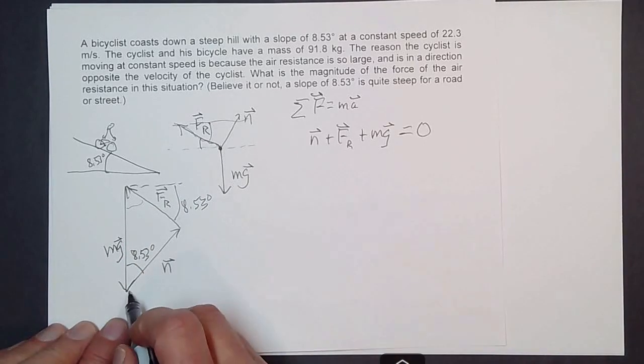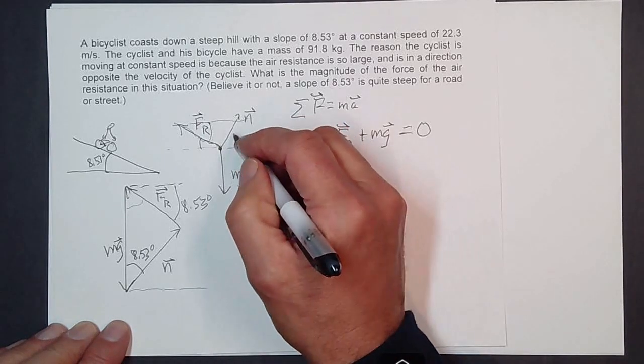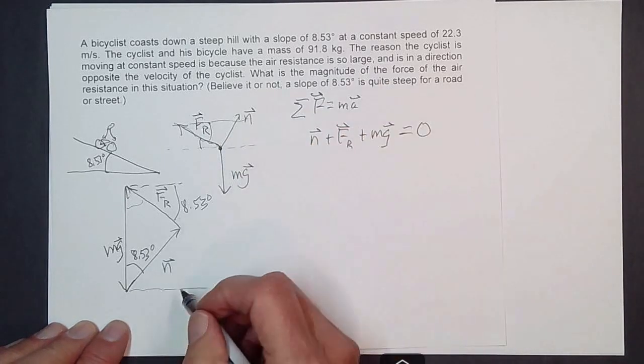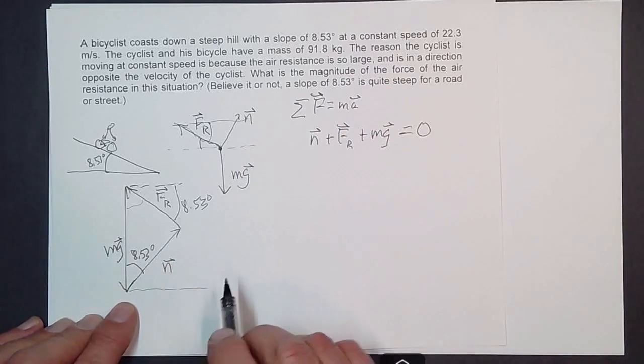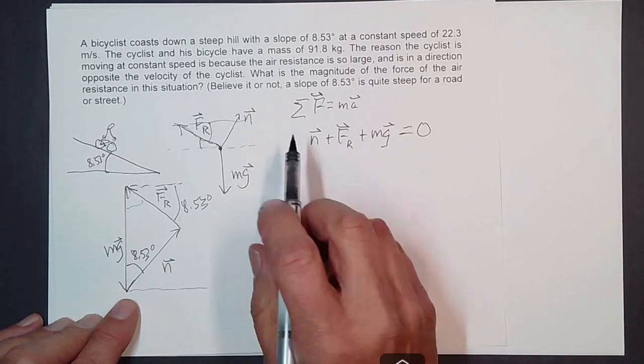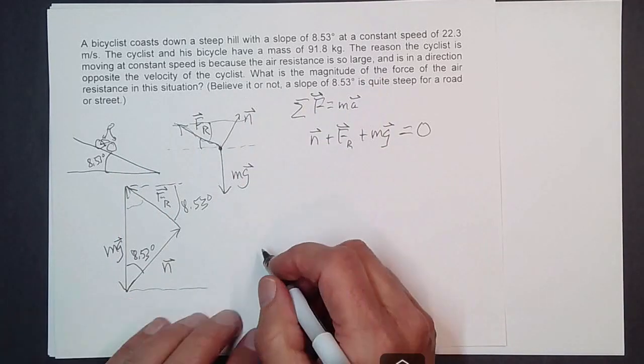And monkey around with that to convince yourself. Okay, or you could think that the normal force is going to make some kind of an angle with the horizontal, but that should be right. So how do we figure this out? We want to know the magnitude of the force of the air resistance in this situation.